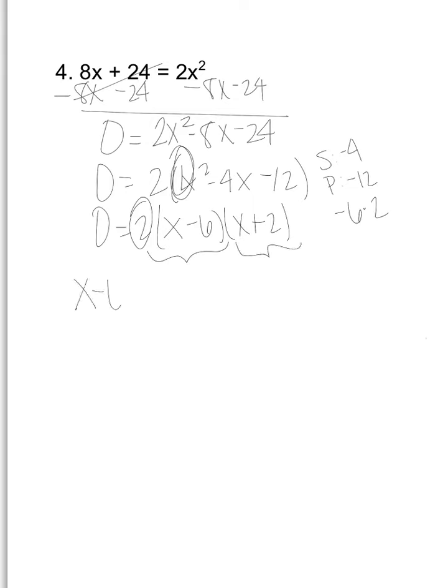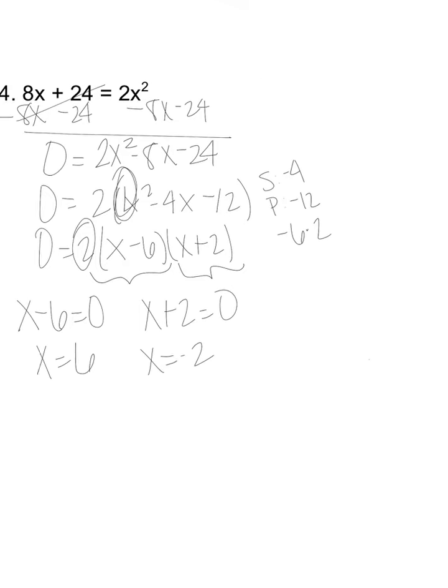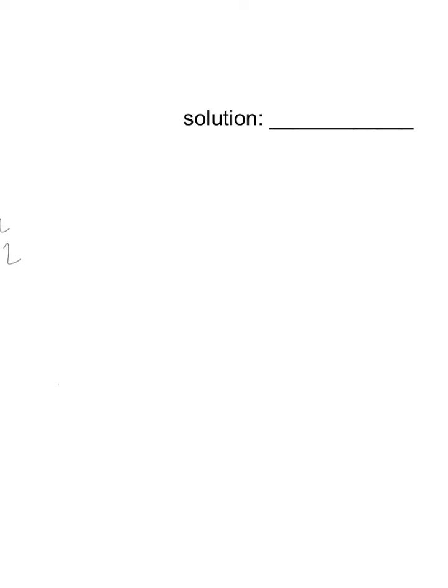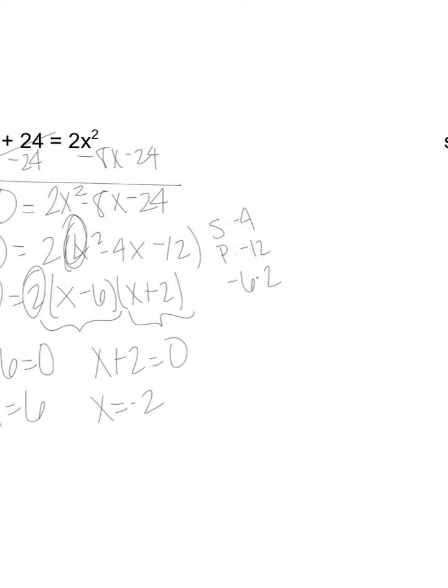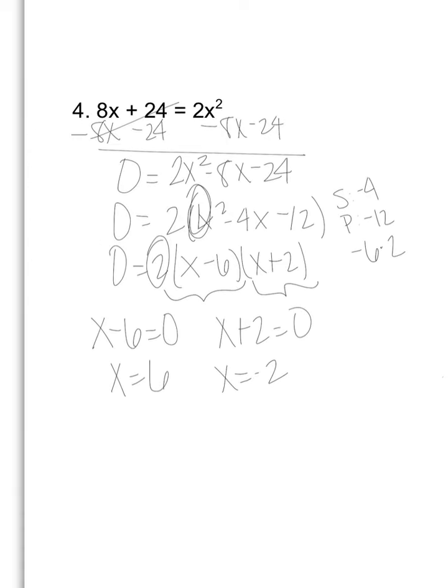So x - 6 = 0, so your x would be 6. x + 2 = 0, so x would equal -2. So there's your two solutions: x = 6 or -2. And you can plug those back in to your quadratic equation, and it should be true for both x values that you found. So that's solving a quadratic equation by factoring.